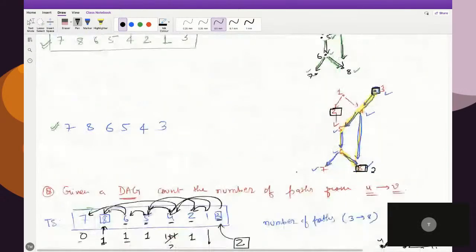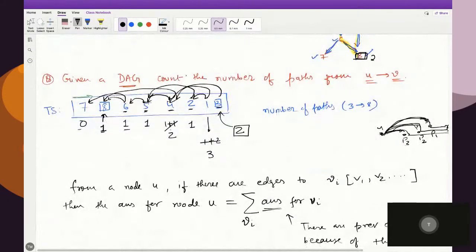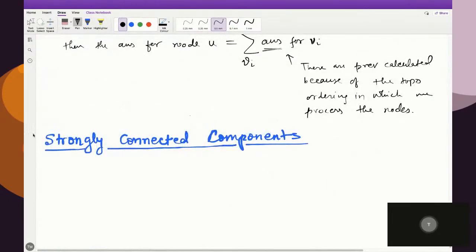Simple. We took some examples also. Then we saw one quick example where we wanted to count the number of paths between two vertices u and v, and how we can do that using the topologically sorted array. So we solved that problem. Now the next question at hand is how do we find strongly connected components. Is there any doubt in whatever we have discussed so far? I'm stopping for 1 minute.